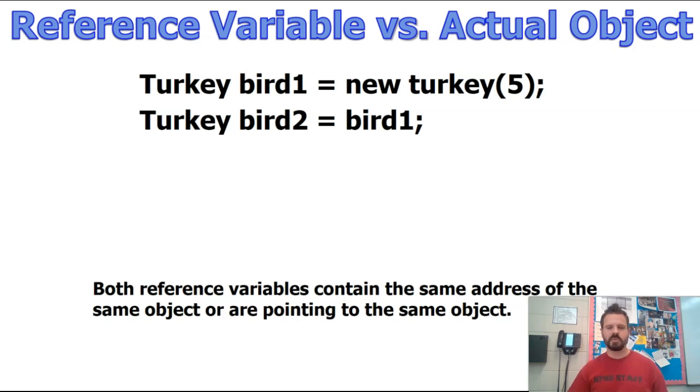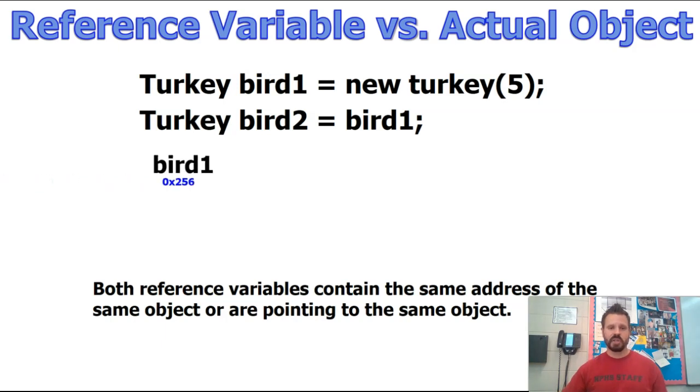Now, why would we want to do something like this? Maybe what we're trying to do is make a copy of bird1, make a second turkey with a size 5. With variables, that works. You can copy the value of the variable, but it's not going to work for objects. Let's show you why.